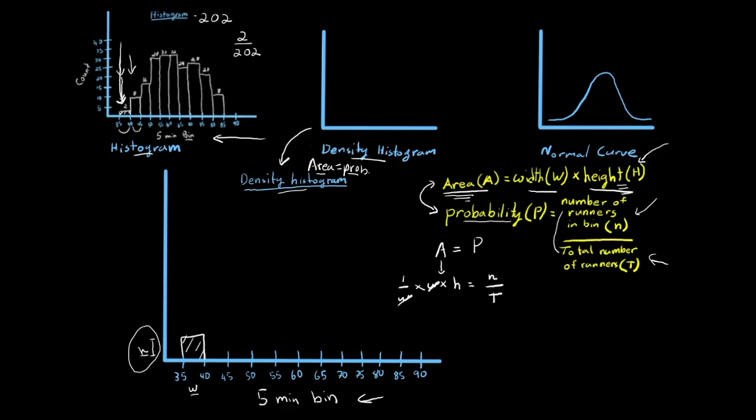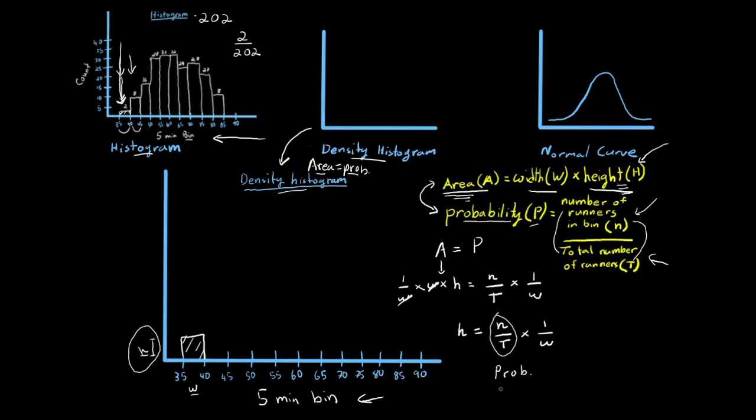And that cancels the w's out here and multiply by 1 over w here. And now we have what the height equals, which is n over t times 1 over w. Great. But this is just a bunch of letters. So what actually is this? So n over t, we know that that is the probability.